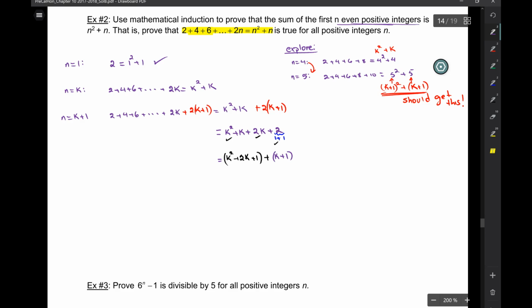Okay, here's how you know. Here's why we do it. What's the factored form? Oh my goodness. Plus what? What should we have gotten? That.